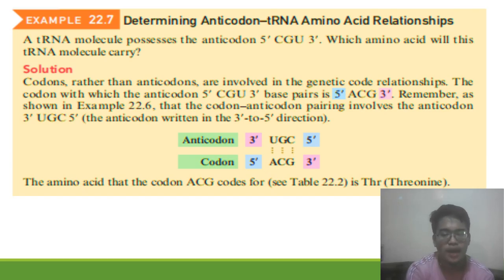So the anticodon 3' UGC 5' has the complementary codon 5' ACG 3'. The amino acid that the codon ACG codes for is threonine. When we are going to find out what the amino acid is for a certain codon, we need to refer to the genetic code table, which the other reporter already talked about. So we're just going to refer to that table.